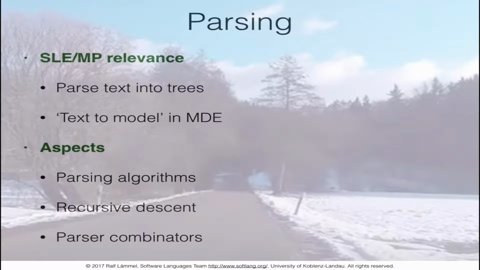Okay, so now slightly more interesting, let's talk about the topic of parsing. Quite obviously, again, it's important for software language engineering that we can parse text into trees, or in the context of model-driven engineering, this would be called text-to-model. So the following aspects should be emphasized here. Just the basic parsing algorithms. Well, I will show one. Then implementation of parsers based on recursive descent, and then implementation of parsers by using parser combinators.